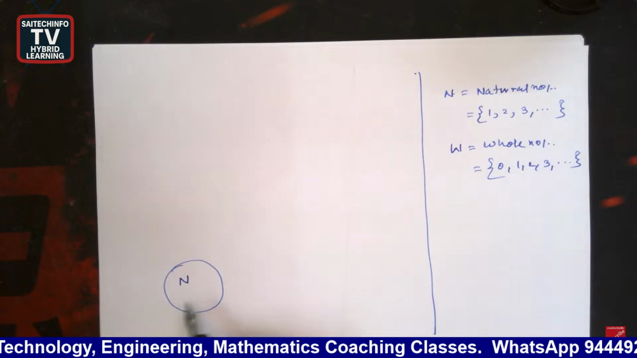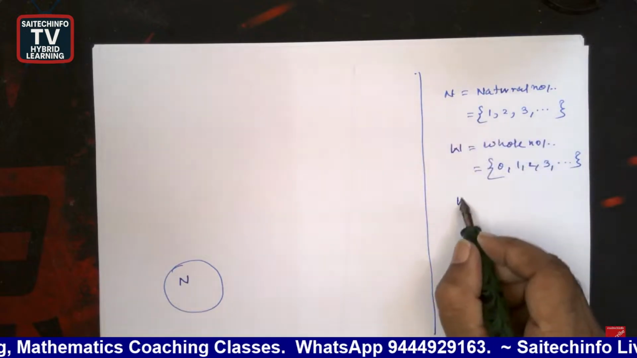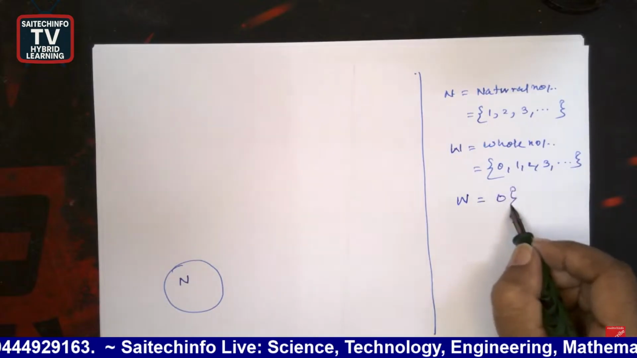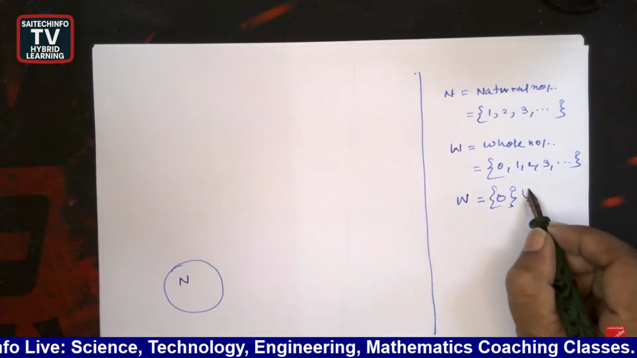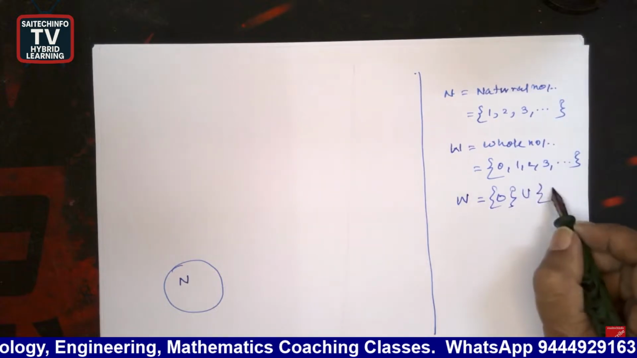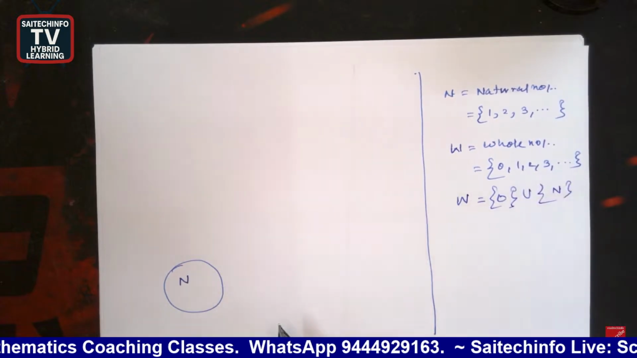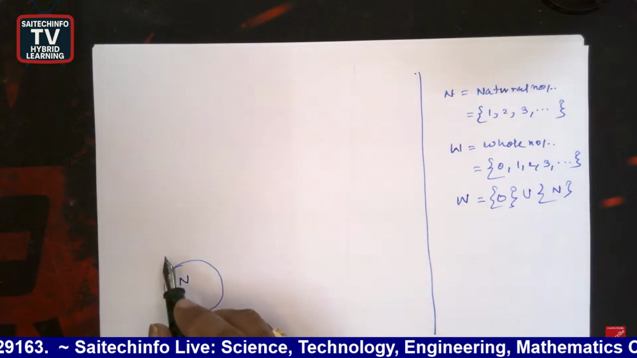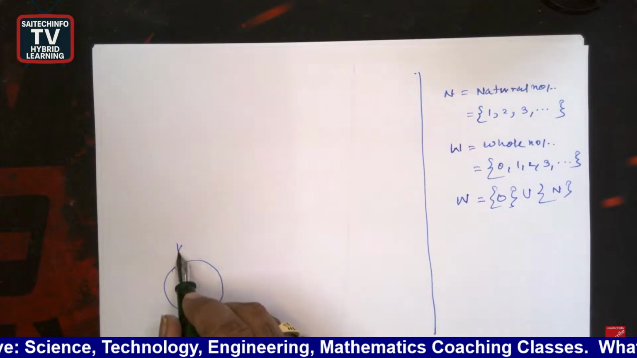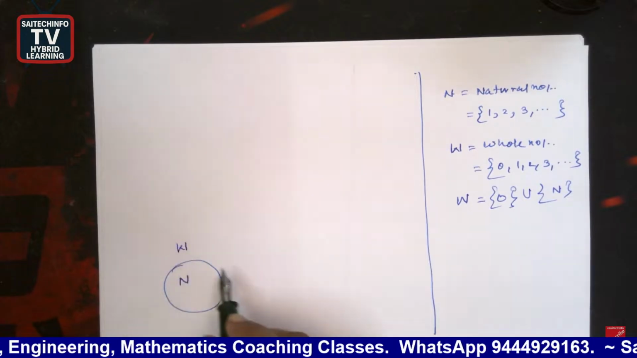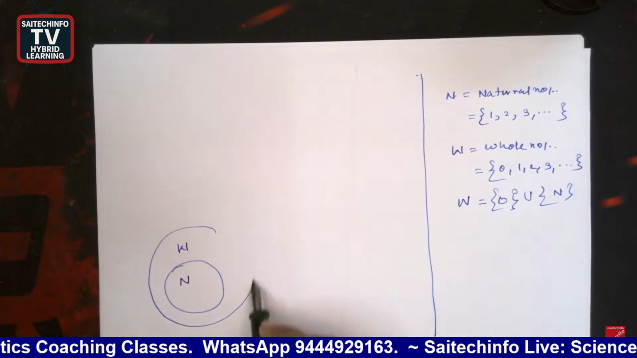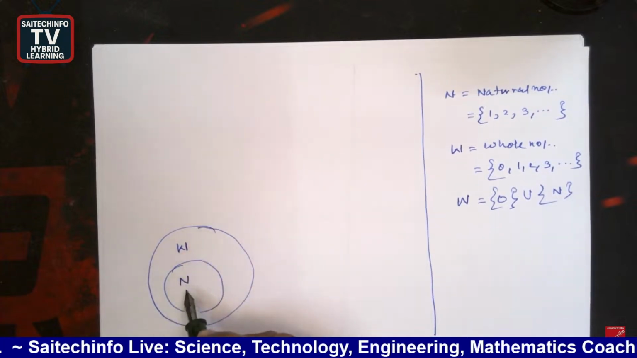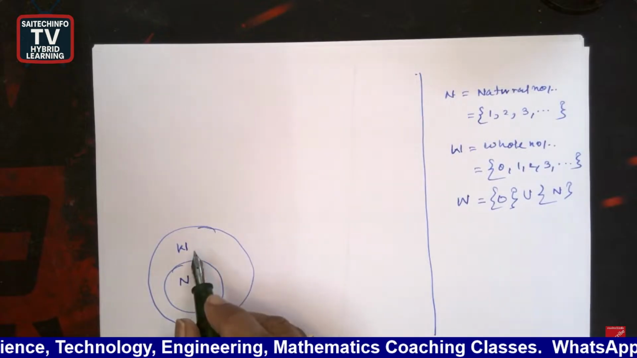Am I right? So I can write the whole number as 0 union natural number. It means I can combine these two. So we have the whole number W, and it includes the natural number also. So the whole number is bigger than the natural number, is it not? Because it includes 0 also.